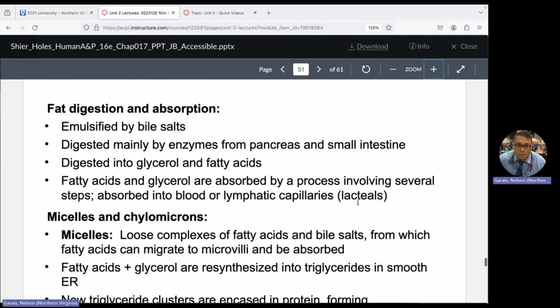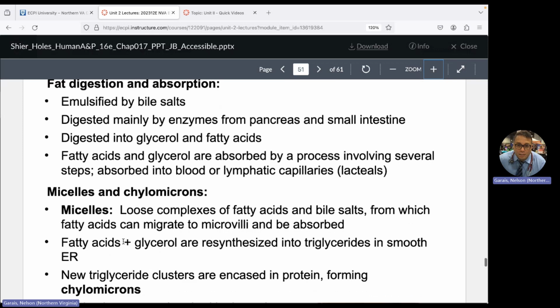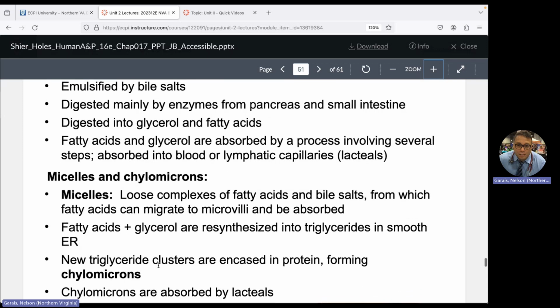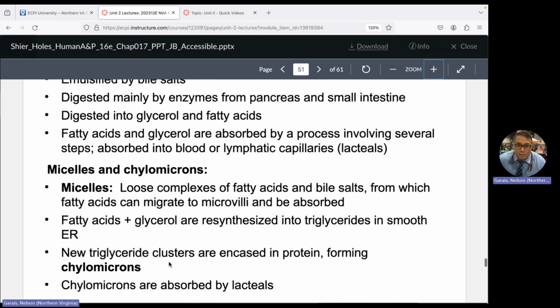Here's the thing, capillaries we showed about. Remember micelles, I mentioned that, and chylomicrons, they're triglyceride clusters. It's actually proteins surrounding a triglyceride.